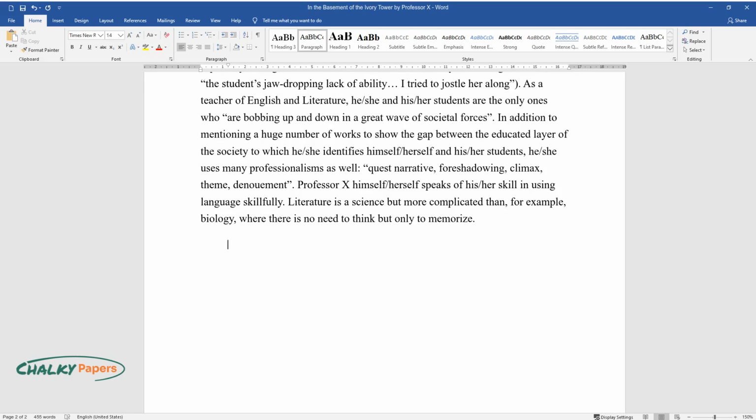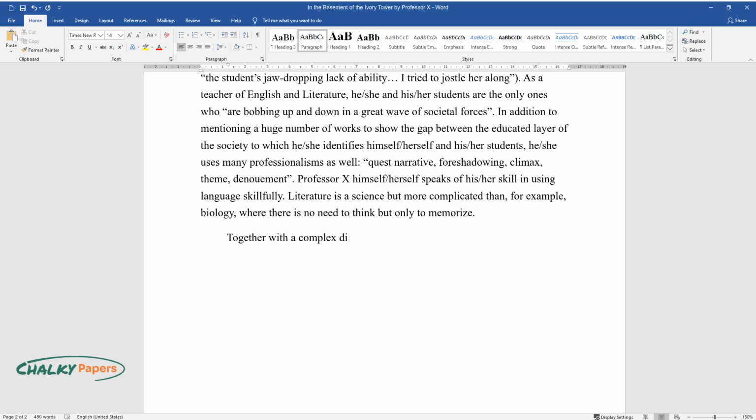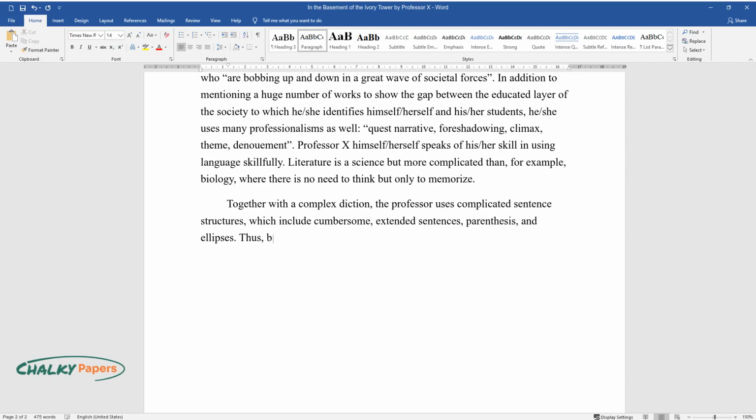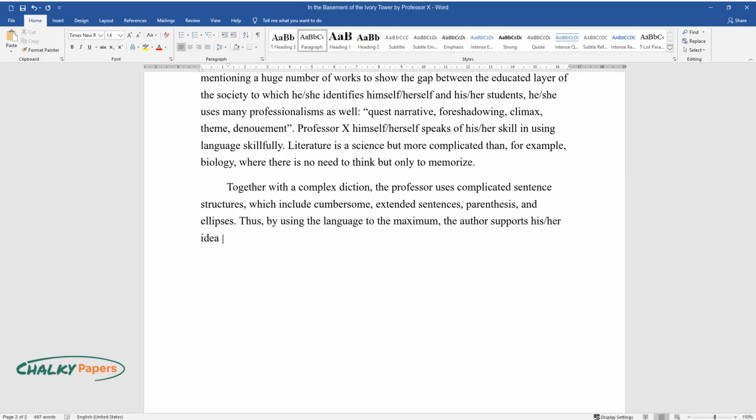to memorize. Together with a complex diction, the professor uses complicated sentence structures, which include cumbersome, extended sentences, parentheses, and ellipses. Thus, by using the language to the maximum, the author supports her idea that not all college students have the right to be there.